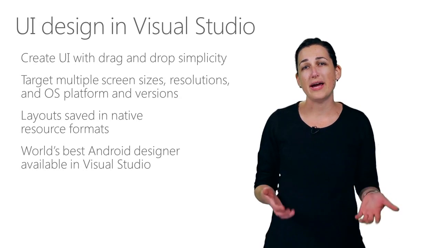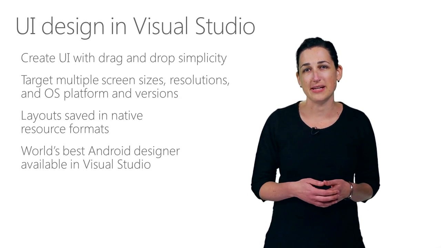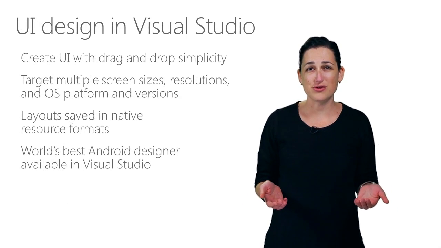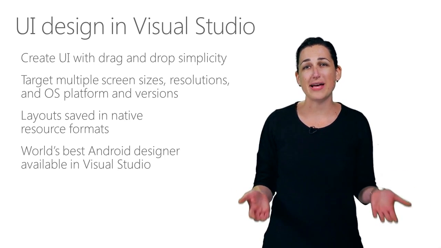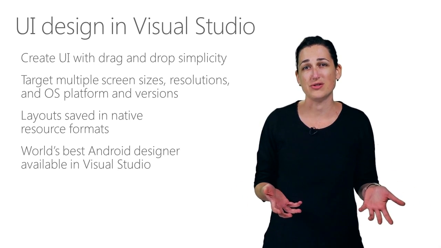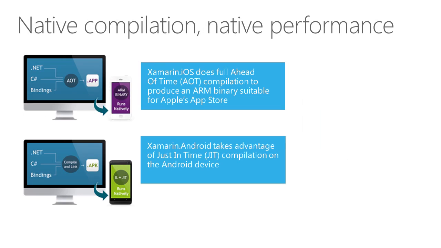With Xamarin, you can create UI with drag and drop simplicity. You can target multiple screen sizes, resolutions, and OS platforms and versions. The layouts are saved in the native resource formats. And the world's best Android designer is available in Visual Studio. But you don't have to compromise on performance. With Xamarin, you get native compilation to get native performance. On iOS, Xamarin performs full ahead-of-time compilation to produce an ARM binary. On Android, it takes advantage of the just-in-time compilation on the Android device.